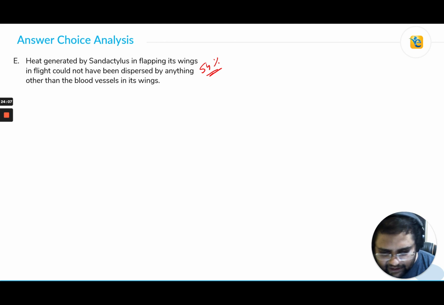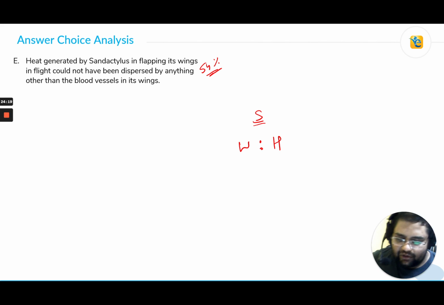Okay, let me just put this here. You're talking about Sandactylus, the heat generated by Sandactylus in flapping its wings in flight. So thanks to the flapping of wings, there is this heat that's being generated. This heat could not have been dispersed by anything other than blood vessels in its wings. Or in other words, this heat is being dissipated only by blood vessel networks, and it's not possible that there is some other X or Y which could also be a means of dissipating that heat. This is what option E is trying to say.